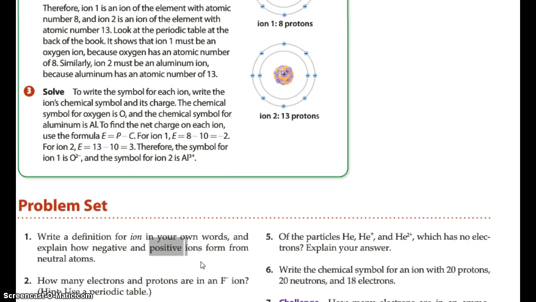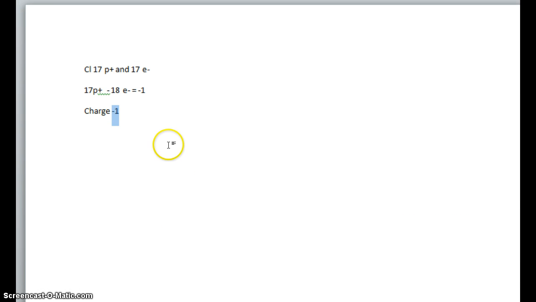To get positive, what do I need more of? More protons or more electrons? I need more protons. Can I gain protons? No. So since I can't gain protons, but I need to have more protons than electrons, I have to what with the electrons? I have to lose them, right?